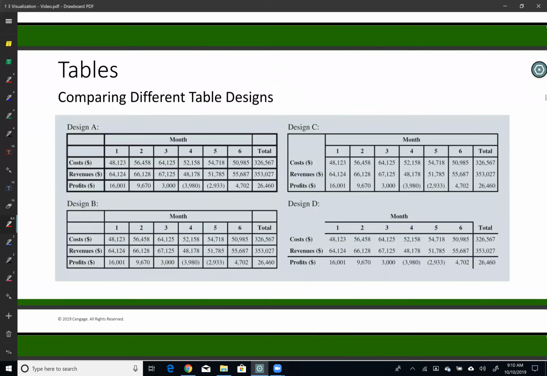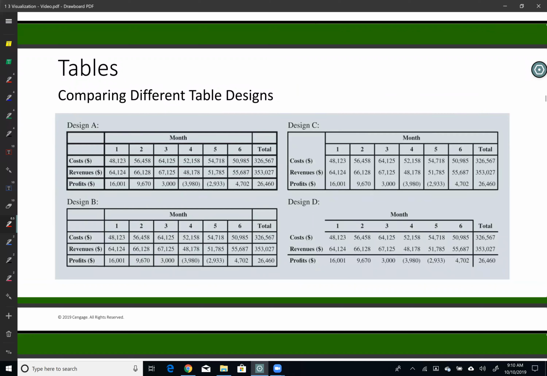Okay. So look at these table examples and tell me which one looks better. Obviously this looks horrible, right? So many lines going on and it's a very low data-ink ratio. Here it's slightly better, but still I don't need, for example, these vertical lines. Here again, it's so many lines going on.